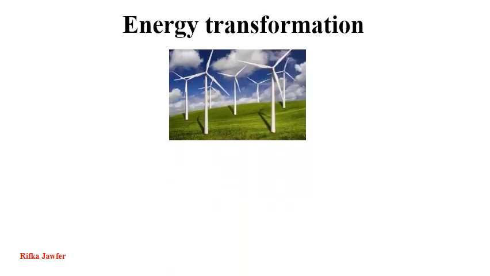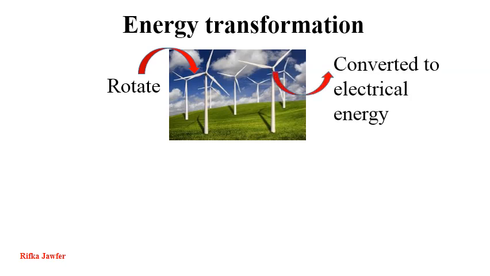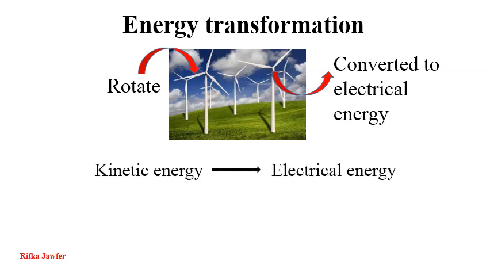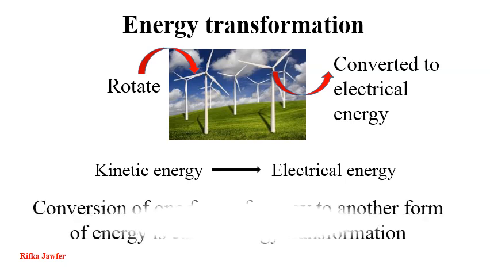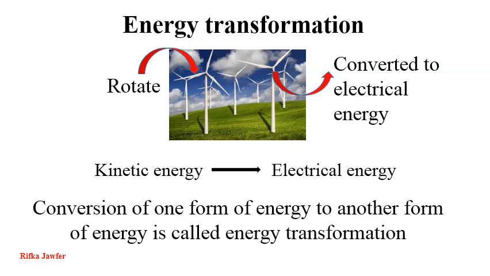Energy transformation. Consider the generation of electricity by kinetic energy of wind. Kinetic energy of the wind rotates the wind turbine, and the dynamo fixed to the windmill converts it to electrical energy. So, here kinetic energy is converted to electrical energy. Here, one form of energy is converted to another form of energy. Conversion of one form of energy to another form of energy is called energy transformation.